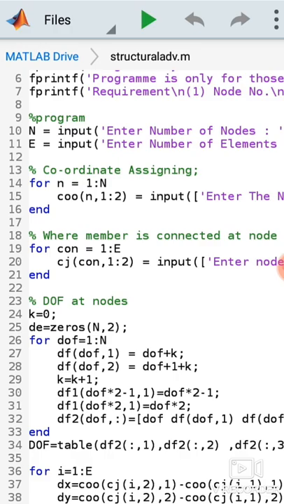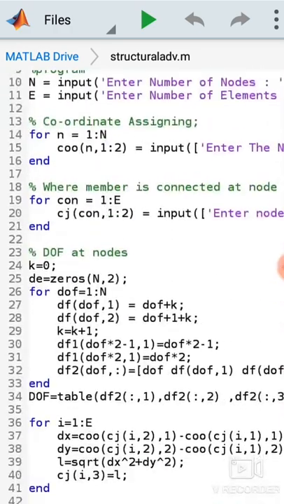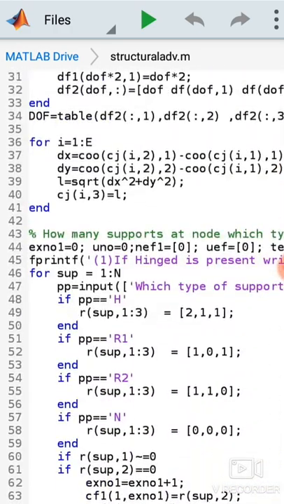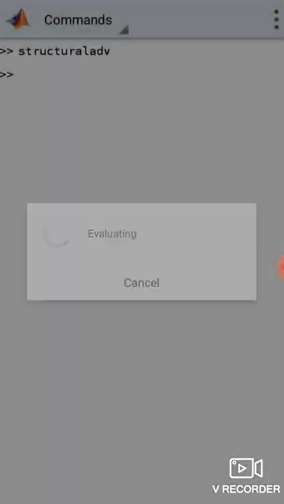Hello, this is a structured program used to analyze a truss by using the finite element method, which is also called the stiffness method. This is all the coding of the program in MATLAB. So now I am executing this program. See what will happen.